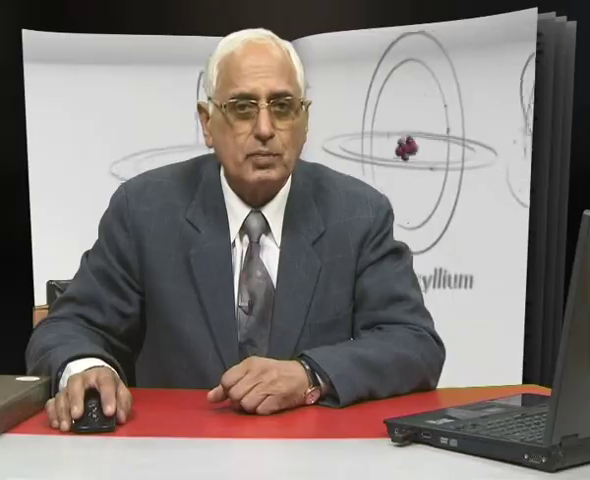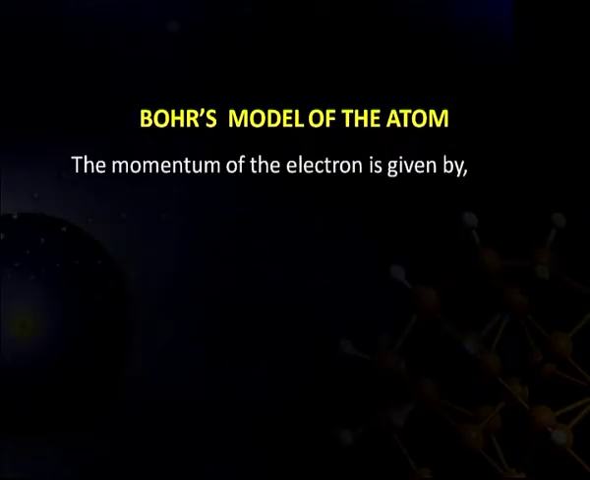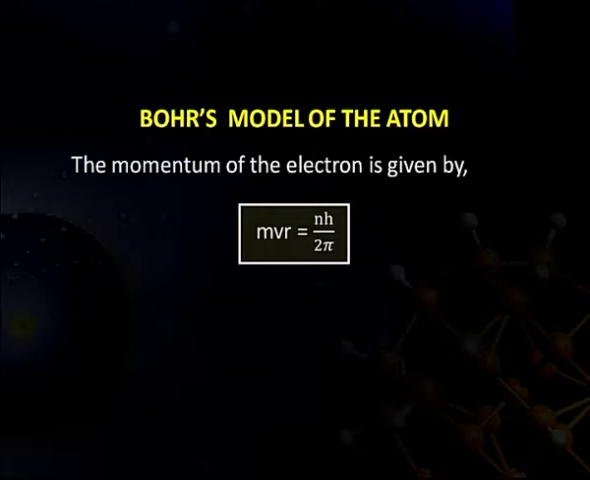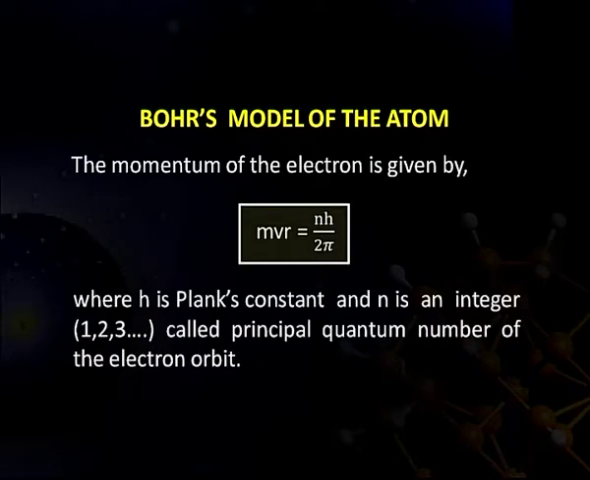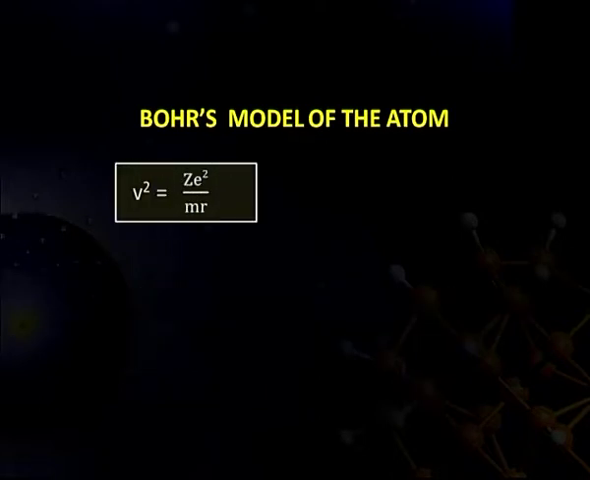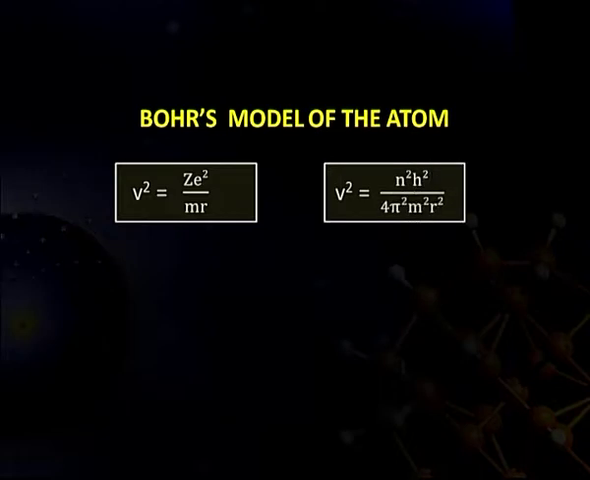The energy associated with each orbit was governed by the condition that the angular momentum of the electron must be an integral multiple of h upon 2 pi. The momentum of the electron is given by mvr is equal to nh upon 2 pi, where h is Planck's constant and n is an integer 1 to 3 called the principal quantum number of the electron orbit. v square is equal to Ze square upon mr and v square is equal to n square h square upon 4 pi square m square r square.